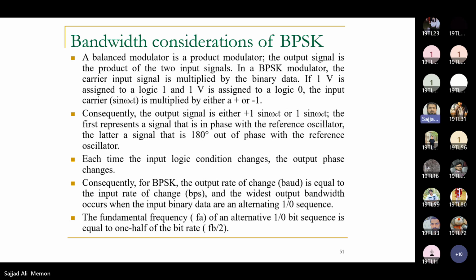The first represents a signal that is in phase with the reference oscillator. The latter, a signal that is 180 degrees out of phase with the reference oscillator. Each time the input logic condition changes, the output phase changes. Consequently, for BPSK, the output rate of change, that is baud, is equal to the input rate of change, and the widest output bandwidth occurs where the input binary data are an alternating 1 and 0 sequence. In that case, the fundamental frequency will be equal to half of the bit rate.